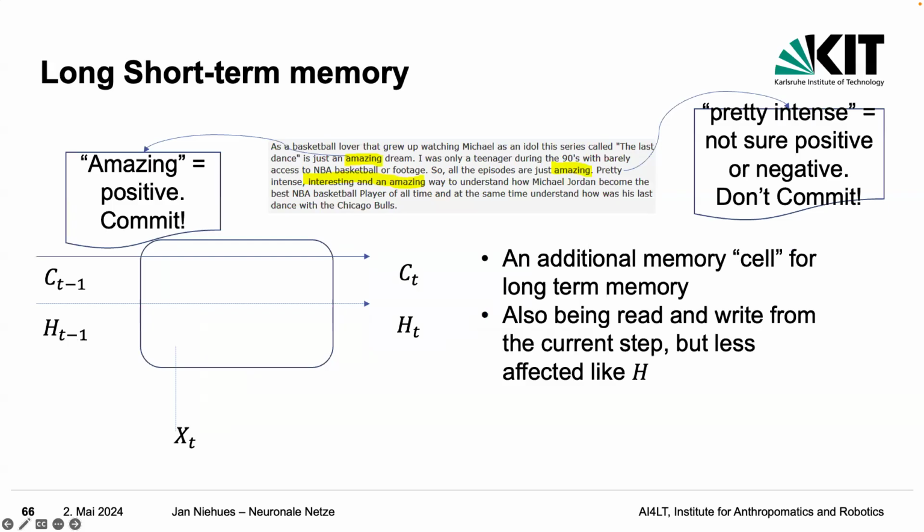How is that implemented? First of all, we have this additional cell state, C, which at each time step has a different value. Now, based on these two states, we can try to implement our application: when to read from it, when to write to it, and when to forget things.